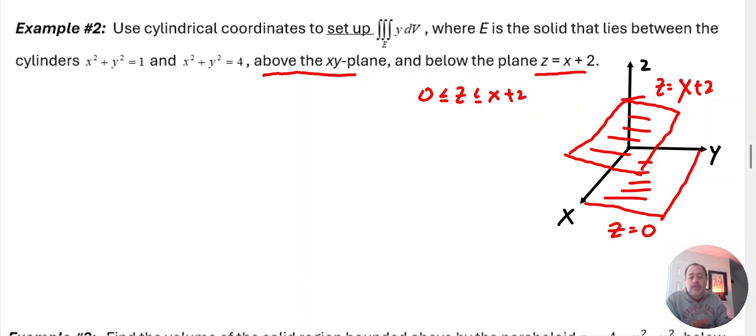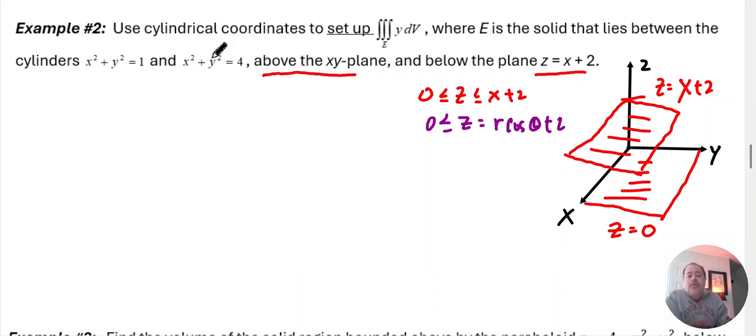Since we're looking at cylindrical coordinates, we're going to modify this ever so slightly, and we're not going to use x. We're going to use that x is equal to r cosine of theta, and that's what we're going to use for our upper and lower bounds for z.